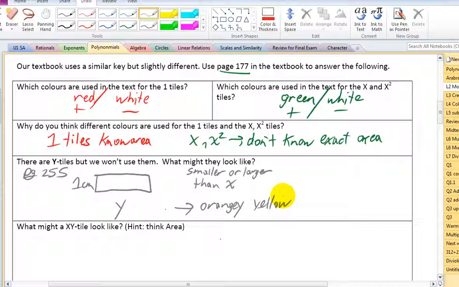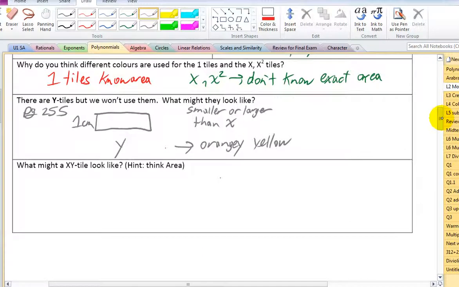That's a man for you. Orangey yellow. Girls will be like, it's crimson, Mr. Marker. No. Okay. Just saying.